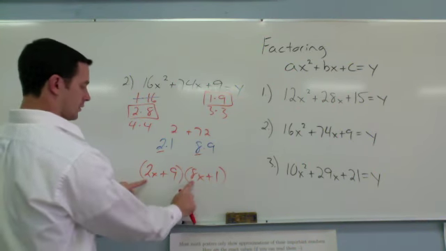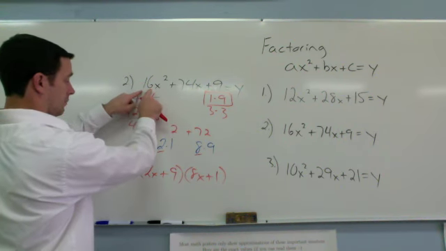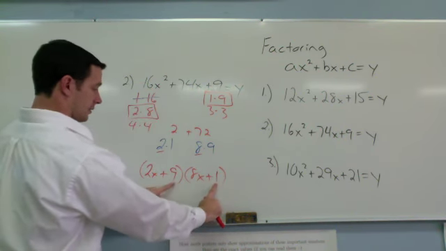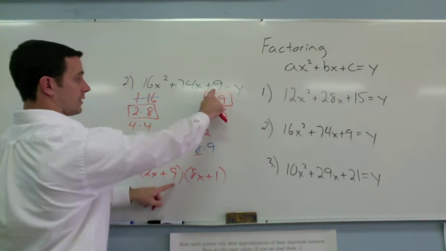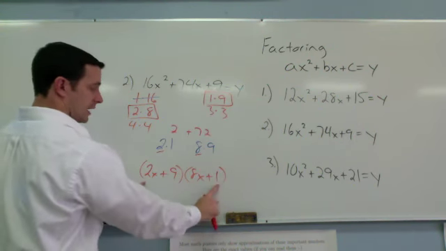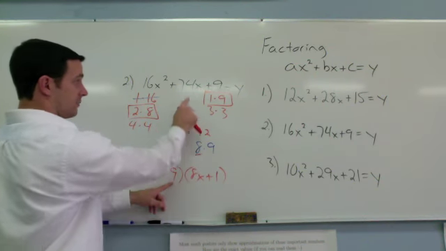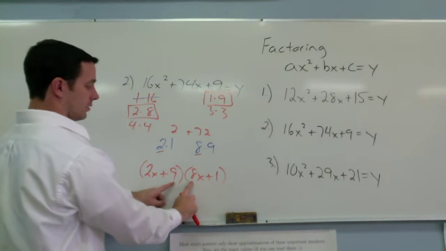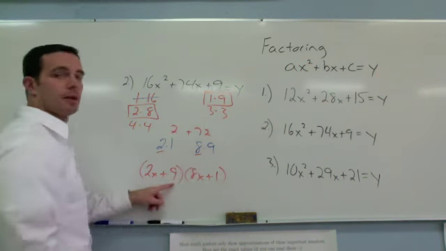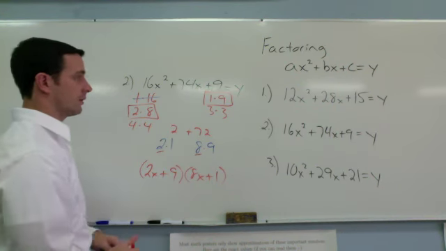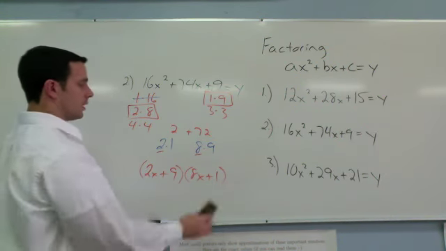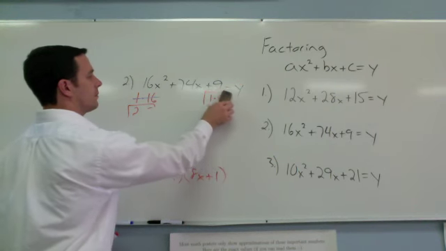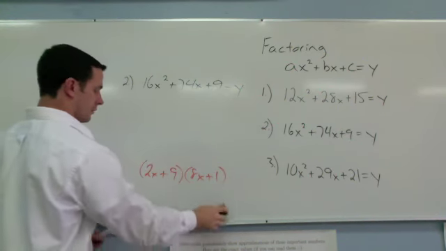FOIL, first, should give me 16. Last should give me positive 9. Outside plus inside should give me 74. So that's 2 plus 72, 74. These are the factors for this quadratic. If we wish to solve it now, simply take them and set them equal to 0.